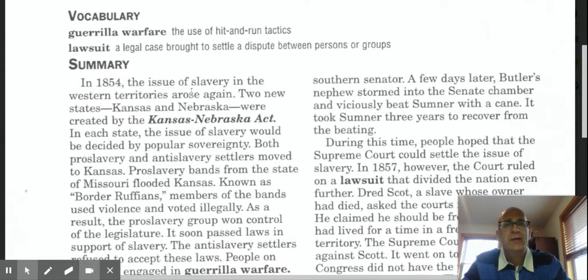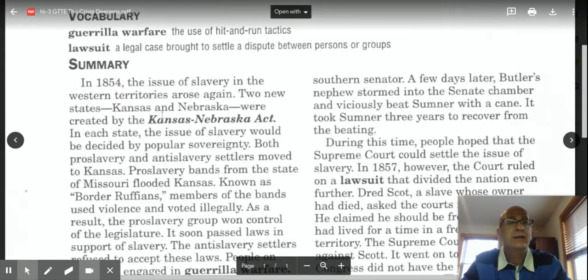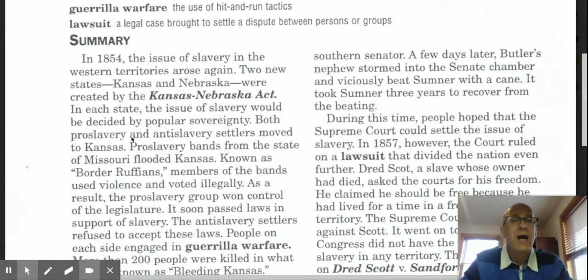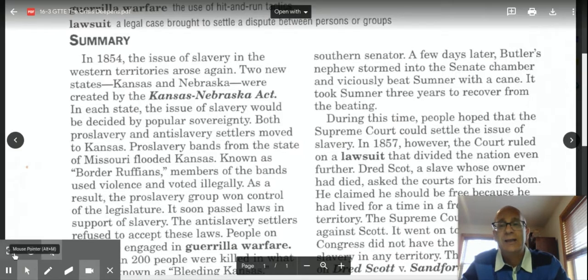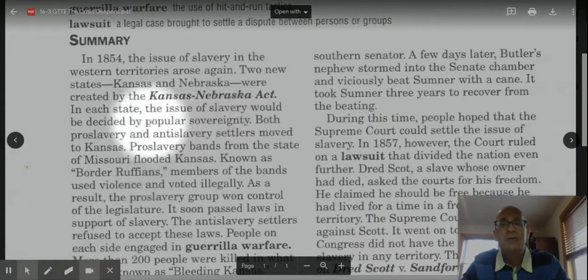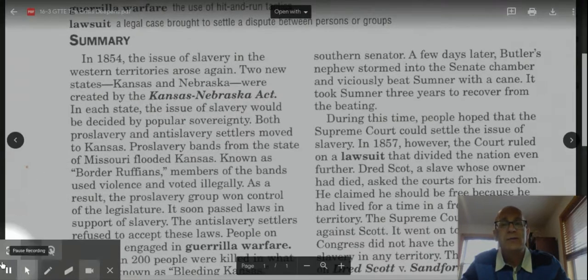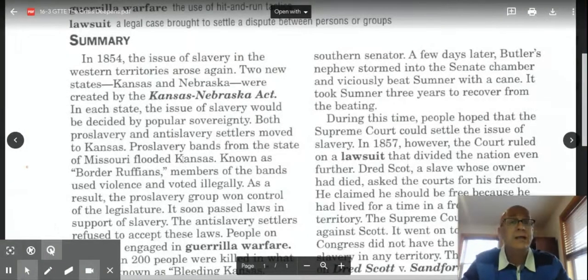We're also going to look here at 1854. Two new states in 1854 were created by the Kansas-Nebraska Act, and not surprisingly, those two states are going to be Kansas and Nebraska. And in each state, the issue of slavery would be decided by popular sovereignty. That term again, popular sovereignty, refers to the people deciding, okay? So the issue of slavery is going to be decided by the people in those territories, in those states.